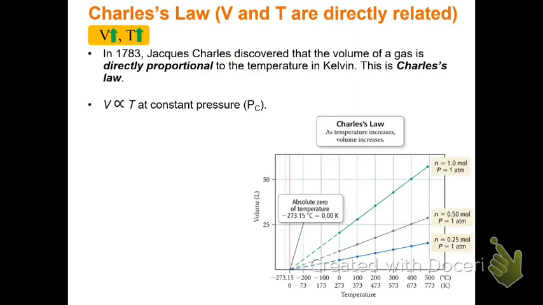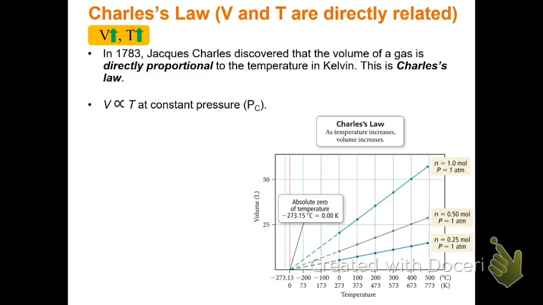All right, so the next law after Boyle's law is Charles's law. Charles's law basically relates volume and temperature. According to his law, they are directly related, volume and temperature. He discovered that the volume of a gas is directly proportional to the temperature in Kelvin. So the unit has to be in Kelvin.